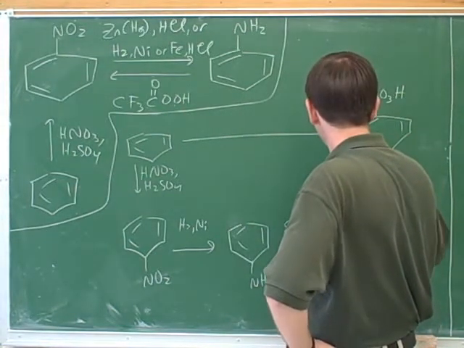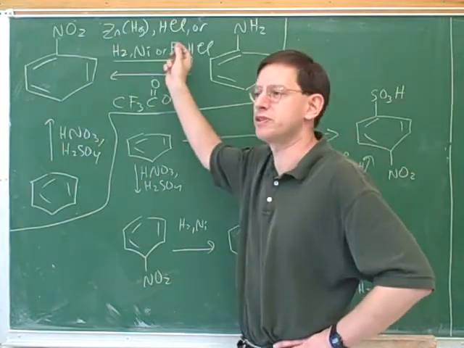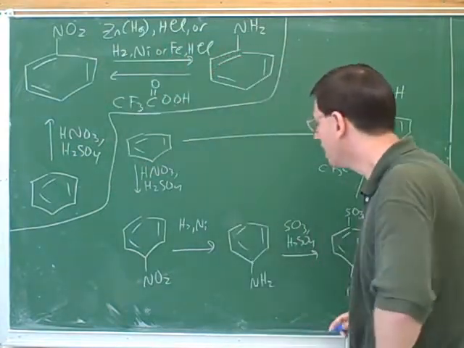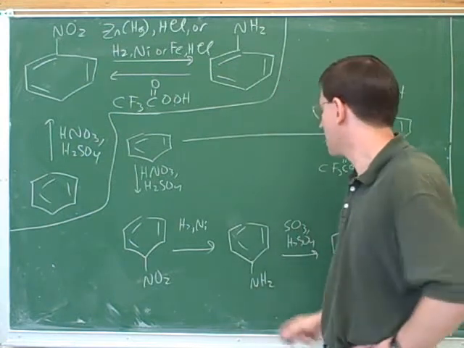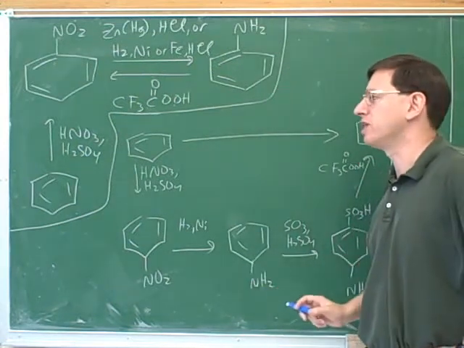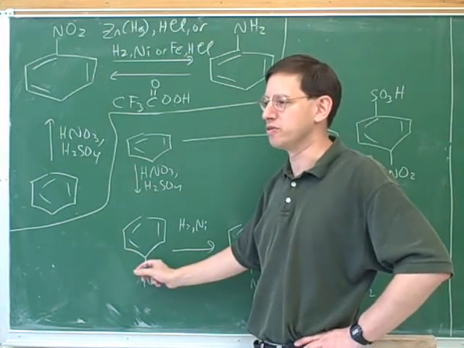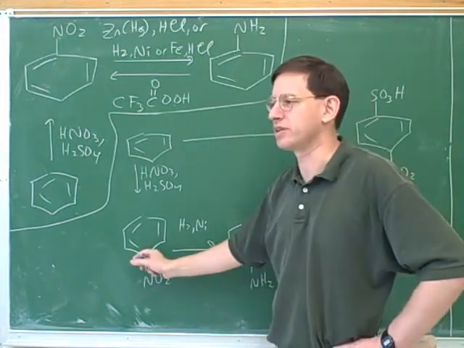Now this is the first example that we've done, I think, where we had to go in both directions in a single problem. First we went to the right and then we went to the left. Why couldn't we just start with the NH2? Because we don't know a way to put NH2 on. The only way we know to put nitrogens on is the nitro group. So even though we wanted the NH2, we had to start with the nitro.